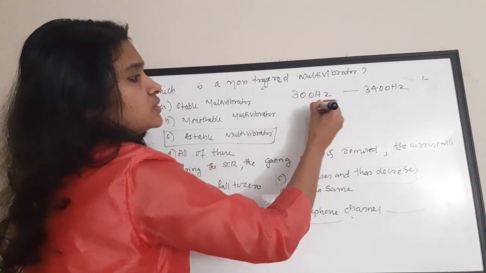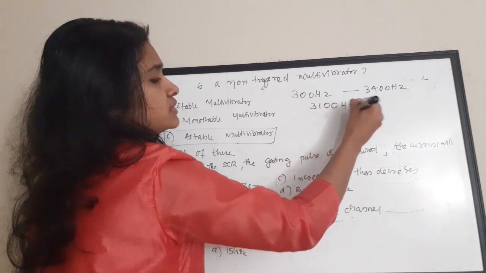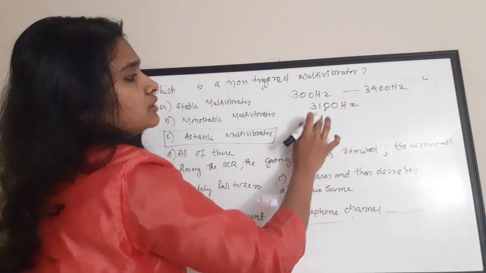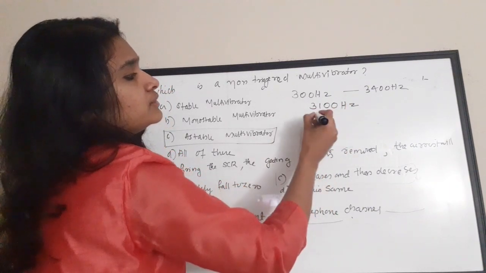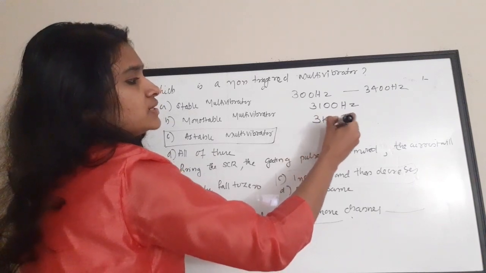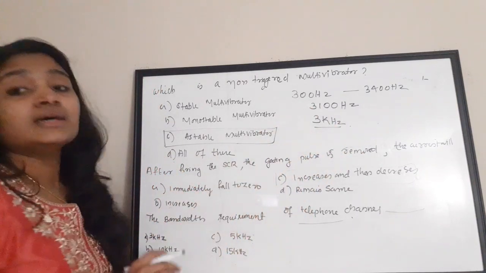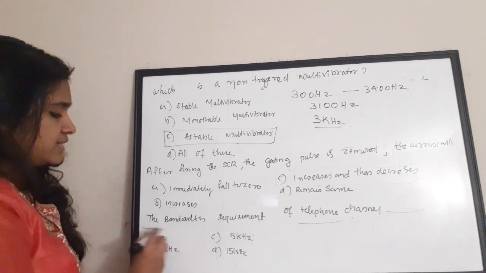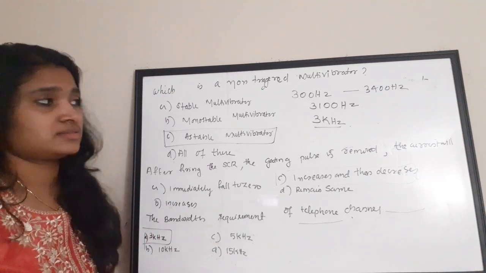So it is 3100 Hz. Here you can write it as 3 kilohertz, right? So the bandwidth is 3 kilohertz, which is the correct answer here. Option A is the correct answer.